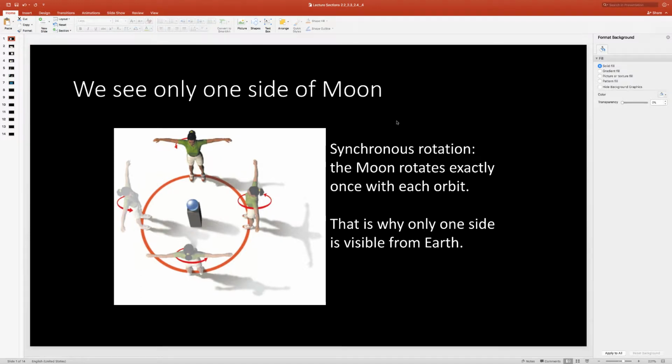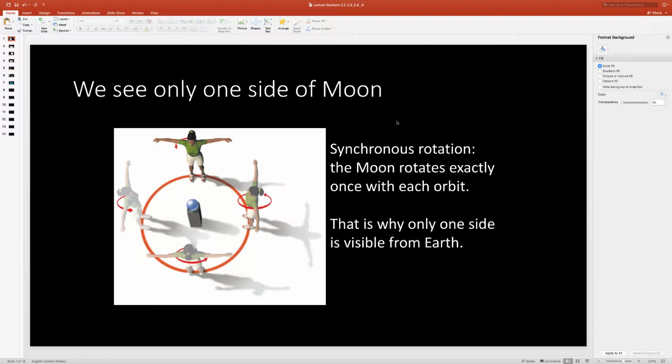So, we've discussed the phases of the moon, but just so you know, we really only see one side of the moon. You may have noticed that because we see the same sort of features on the moon every time we look up at it. And that's not because the moon isn't rotating, it actually is rotating. It just rotates exactly once with every orbit.